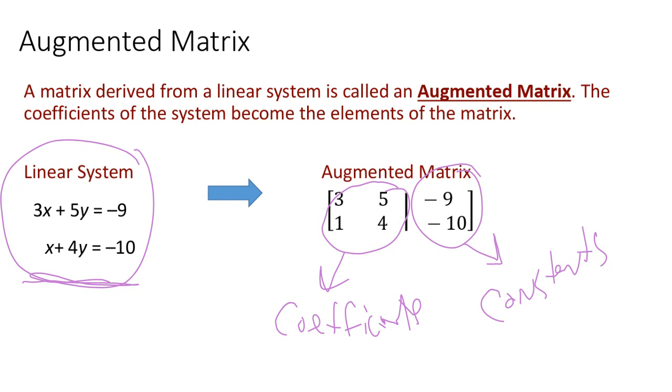Okay, so if you notice here for my x, I have a 3. So that's going to be my 3 here. I have a 5, so that's going to be my 5. And then my constant is -9. And then for the next one, the coefficient for x is 1, the coefficient for y is 4, and then we have -10 as our constant. So you have your x, your y, and then this is your constants.